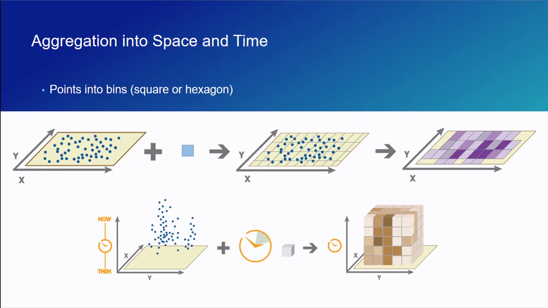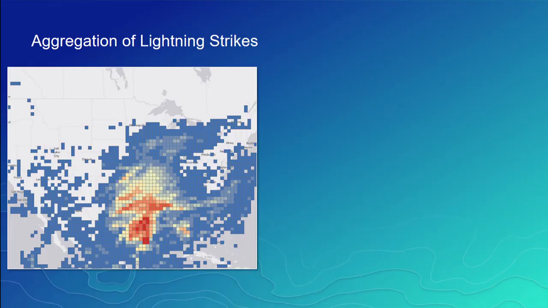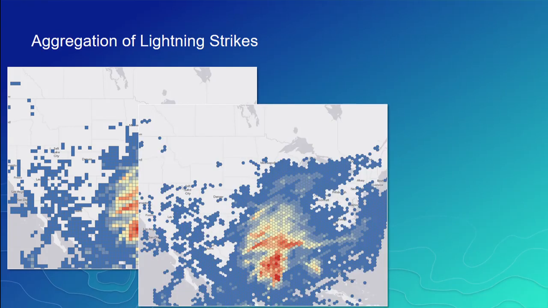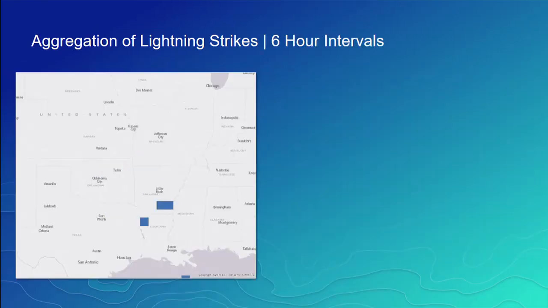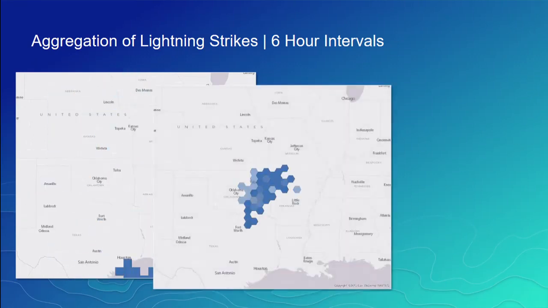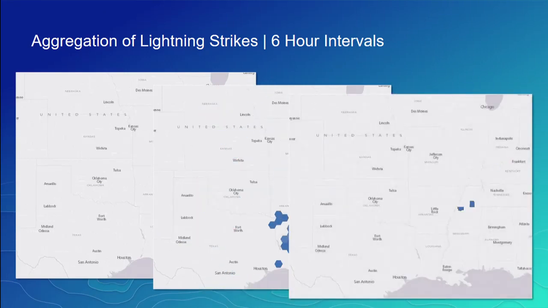So let's give an example of what this actually looks like between the three different types. So aggregation of lightning strikes. This is lightning strikes aggregated into square bins. Here we have that same information aggregated into hexagonal bins, and then of course into polygons as well. When we add time stepping, we begin to see this very cool visual where we have the lightning aggregated into square bins over time. That same thing in hexagon bins, and then the polygons.